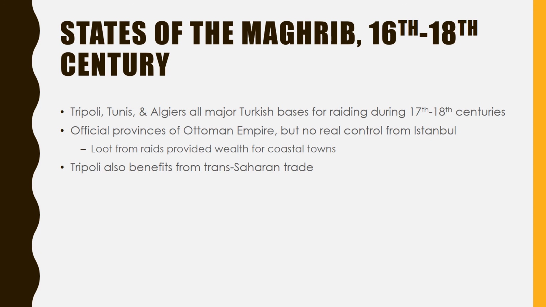Tripoli, Tunis, and Algiers are all eventually going to become major Turkish bases for raiding during the 17th and 18th century, which is going to be a major headache for Christian Europe at this time. They become official provinces of the Ottoman Empire, but in reality, there really wasn't much control from Istanbul, similar to what's going on in Egypt. The loot from their raids provided a lot of wealth for coastal towns, and people benefited. They also benefited from the trans-Saharan trade, specifically the city of Tripoli.